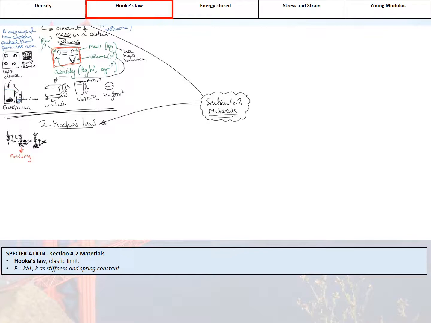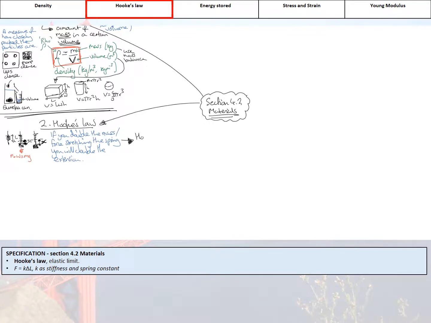And in fact, if you double the mass or force stretching the spring, you will double the extension. Now, we say that materials that behave like that are proportional.